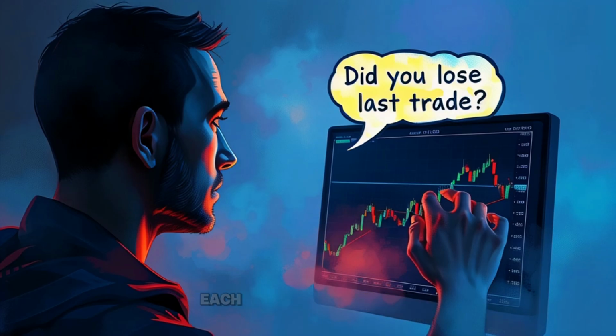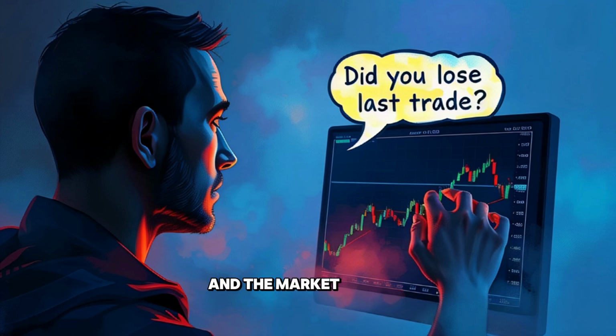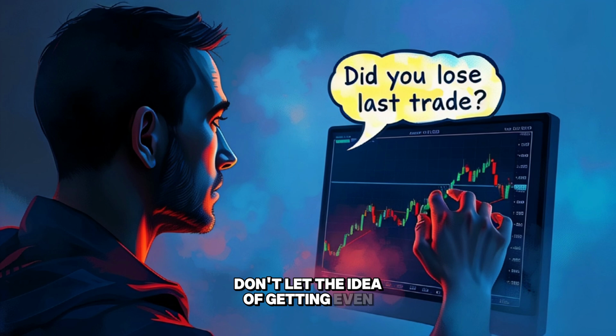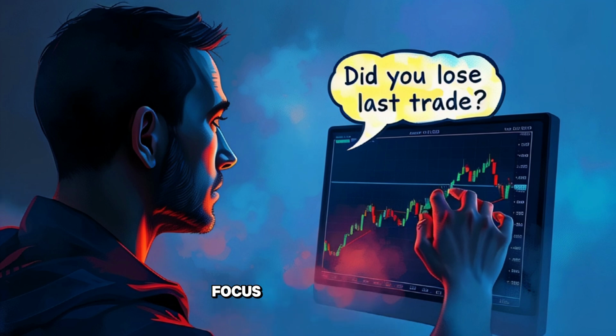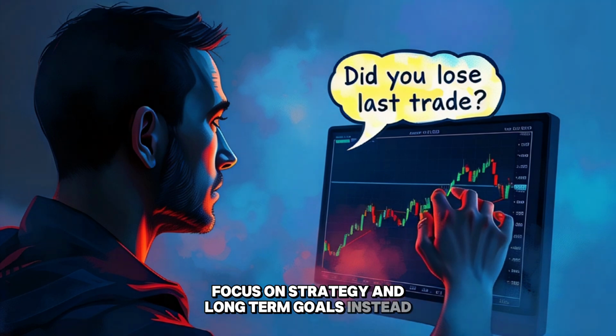In reality, each trade is independent, and the market doesn't have a memory of past losses. Don't let the idea of getting even dictate your decisions. Focus on strategy and long-term goals instead.